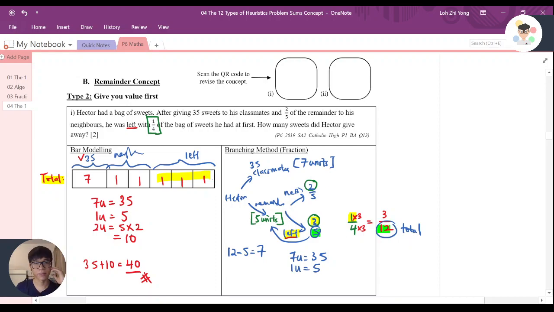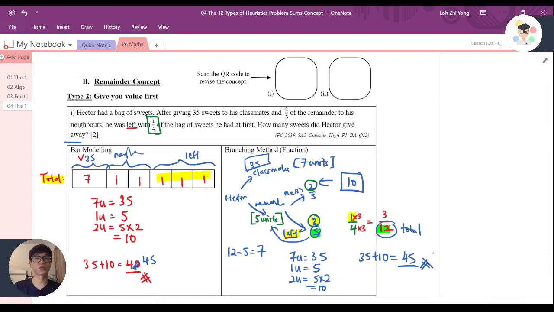And now I'm looking for how many I gave away. So I know I have 35 already. So I need to find what 2 units represents. 2 units is equal to 5 times 2 is equal to 10. And I know I gave away 10 to the neighbor. Then I just need to do 35 plus 10, which is equal to 45. Okay, sorry, here is supposed to be 45. And we are done for this question. So the answer is 45.